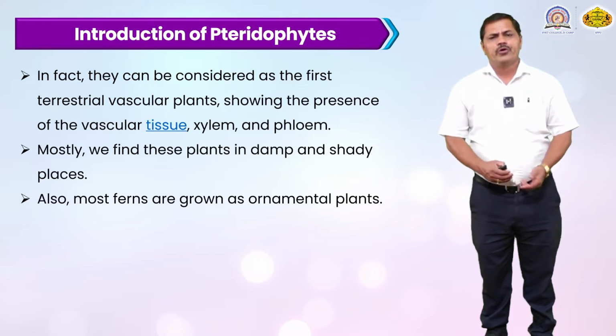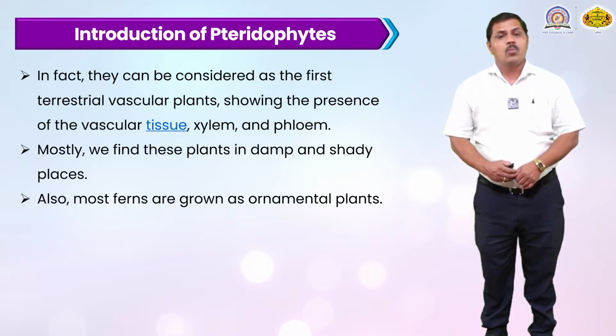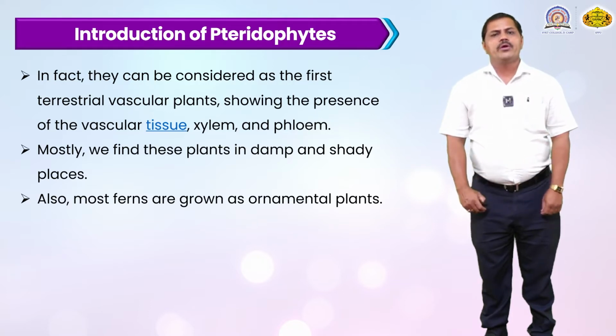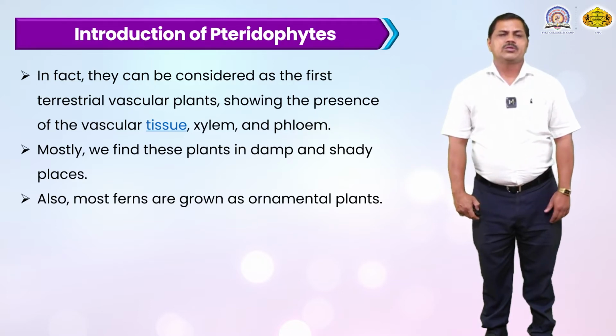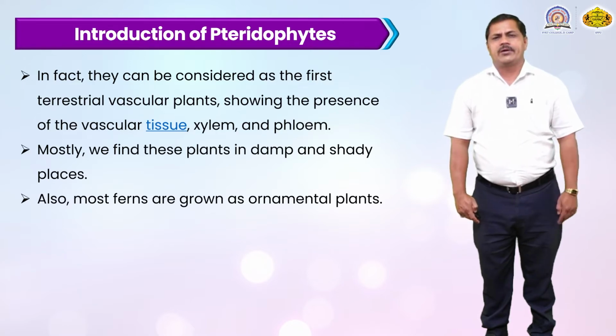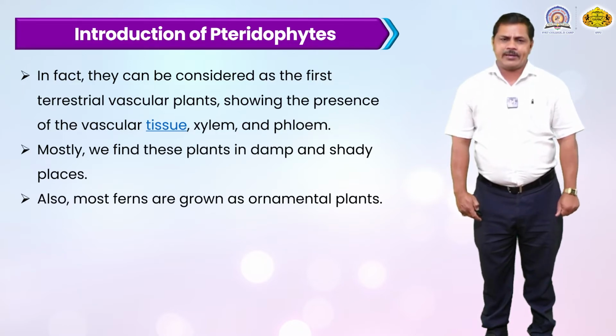Most species of fern can grow in moist places. Moist and shady places are very essential, and they can grow very well there. Also, most ferns are grown as ornamental plants. Certain of these plants are very showy and so attractive. So many ferns are so attractive. The Azolla plant is also a very attractive plant.